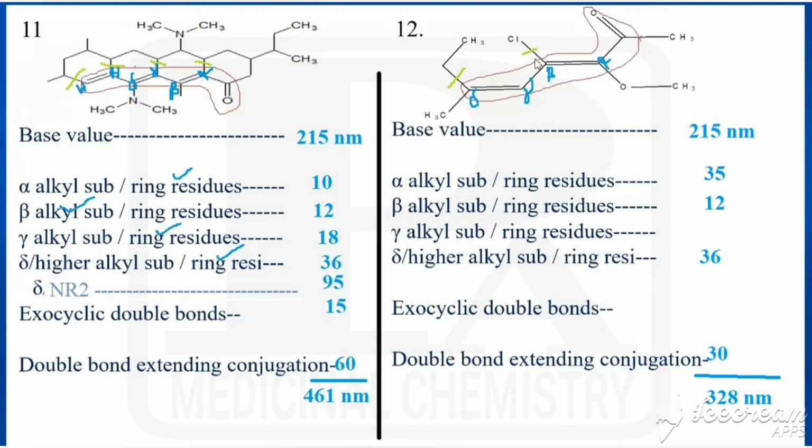So that's all about Woodward-Fieser rules for alpha beta unsaturated carbonyl compounds or enones. Next class we'll see Woodward-Fieser rules for derivatives of acyl benzenes.